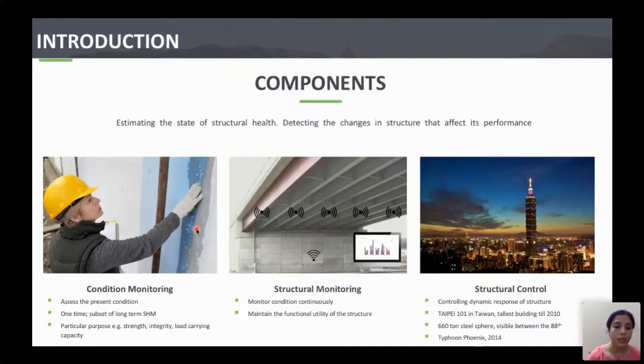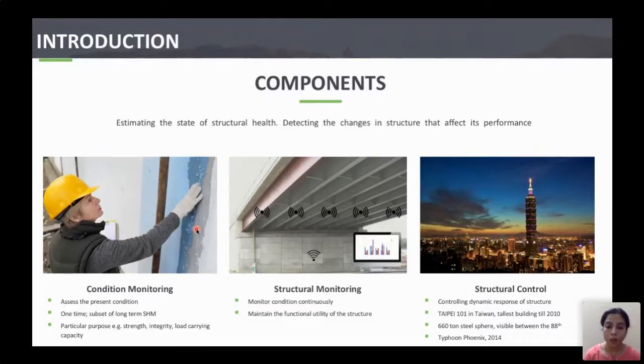First is the condition monitoring. Here we assess the present condition of the structure. So this is actually one time. On spot, we assess the structure's condition. Here we generally see the concrete strength of the structure, its integrity, we measure the load carrying capacity. So basically this is one time and it is a sort of subset of the SHM.